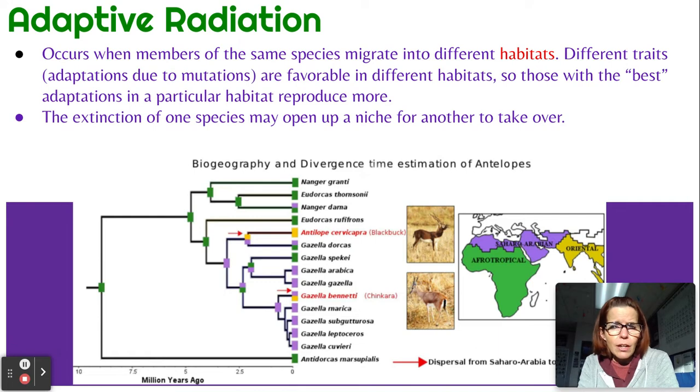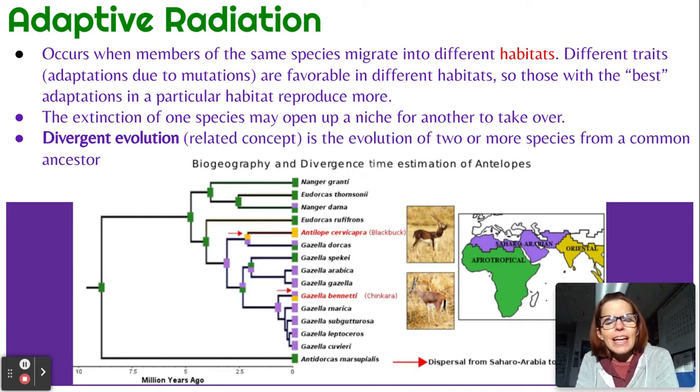The extinction of one species, related or not related, doesn't matter, may open up a niche for another species to take over. And so that allows more adaptive radiation. And then just a quick FYI, the term divergent evolution, I was trying to look online to see what the real difference is between adaptive radiation and divergent evolution. Both of them indicate the idea of having a common ancestor and splitting into new species from that common ancestor. Do you need to know the difference between the two terms? And I think the answer is no.